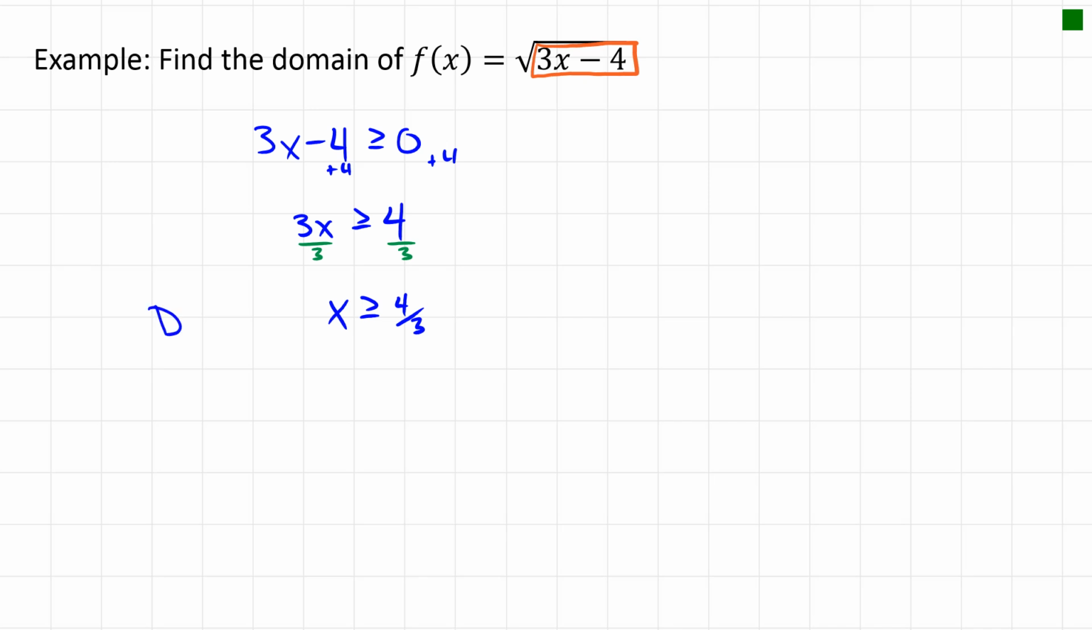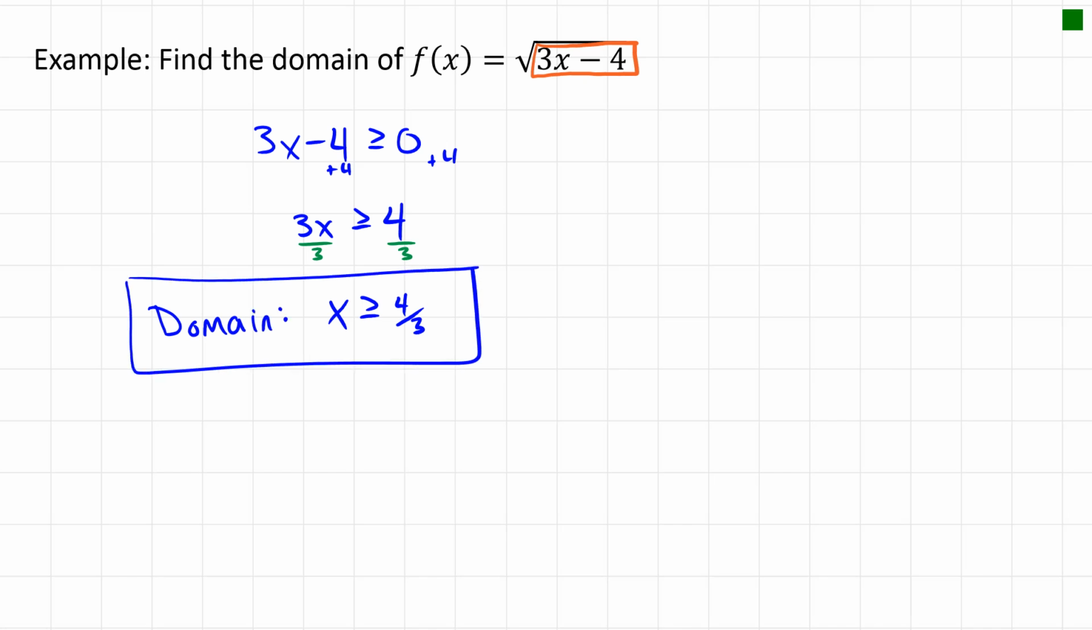This is the domain. X is greater than or equal to 4/3. If x is less than 4/3, then it will make the value of this expression here negative, and you'll have the square root of a negative number, which will mean that the function will not exist at that x value.